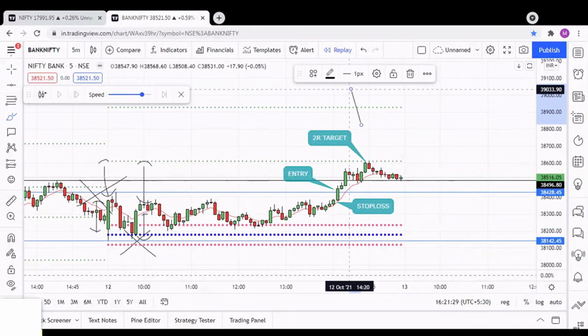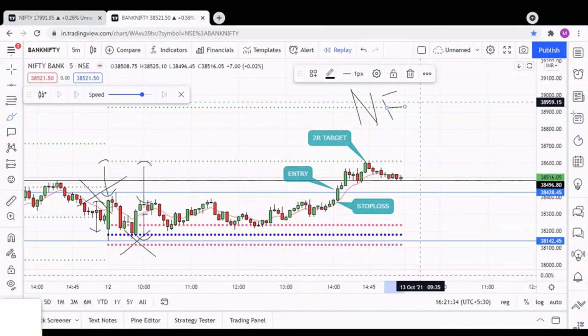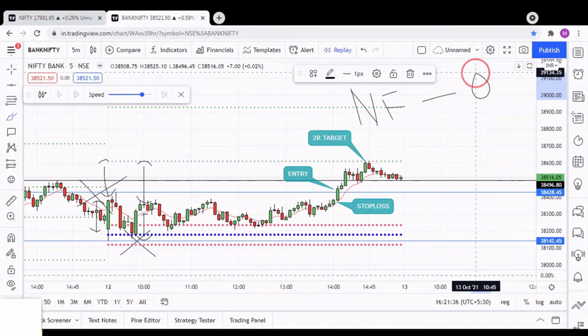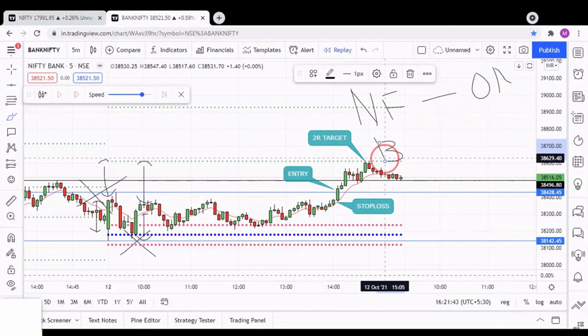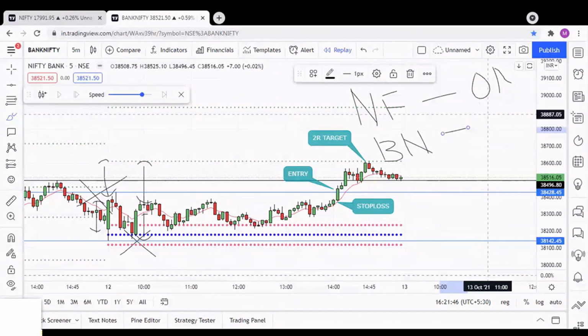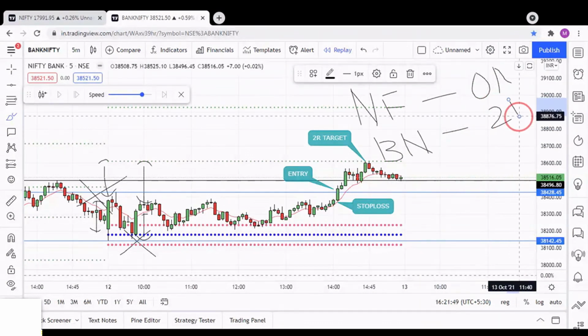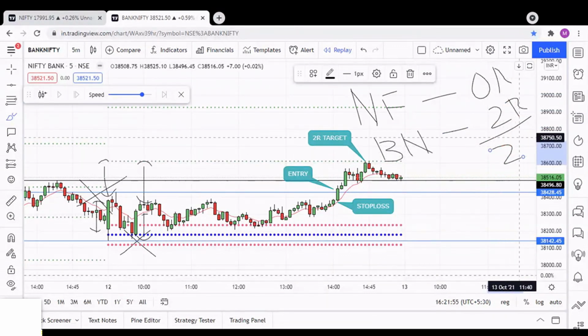So in Nifty today, 0 trade, 0R. In Bank Nifty, 2R. So in total today we made a profit of 2R in both Nifty and Bank Nifty.